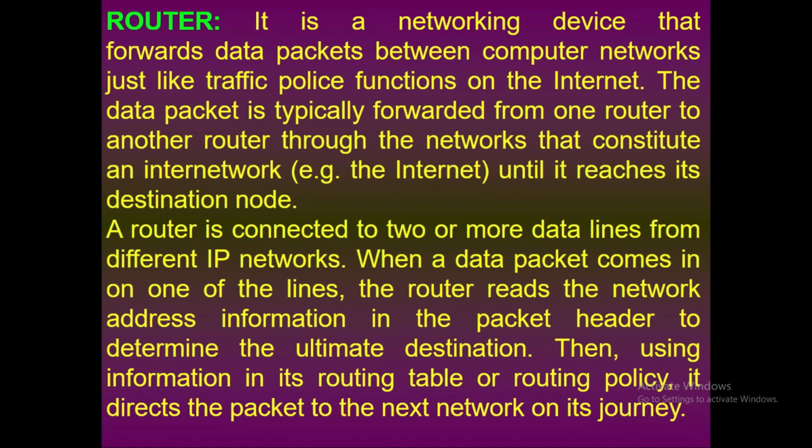If you see the entire functioning of a router, it is connected to two or more data lines from different IP networks. When a data packet comes in on one of the lines, the router reads the network address information in the packet header. You know that each data packet contains the IP address to which it has to be sent. The router reads that address and determines the ultimate destination, that is, to which route the data needs to be transferred.